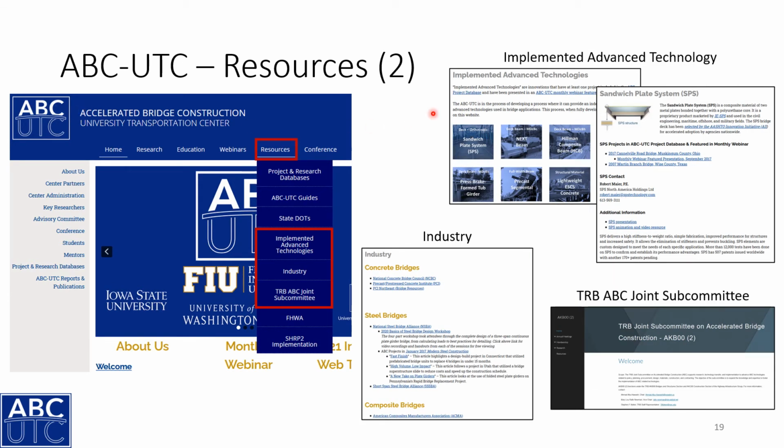The next three pages are the first ones related to implemented advanced technologies. These are different technologies and products that are being used in ABC, so kind of more innovative products here. Then we have an industries page, which has links to different resources from some of the concrete bridge, steel bridge, and composite bridge industry groups. And then finally, we have a link here to the ABC Joint Subcommittee through TRB. If you're involved in TRB and you want to get more involved in ABC, I would recommend going to this page and becoming more involved with this joint subcommittee.